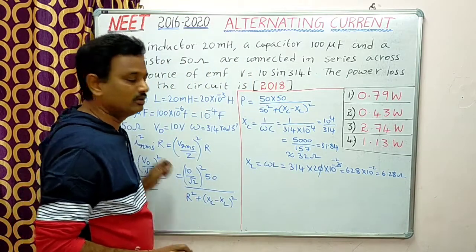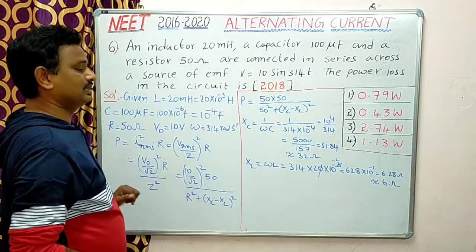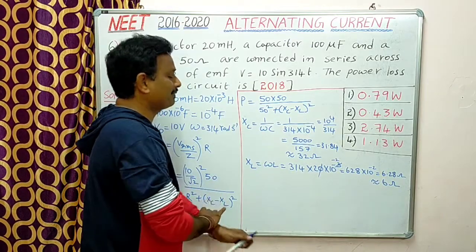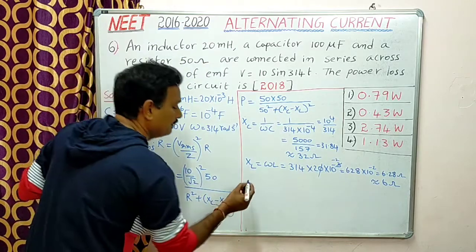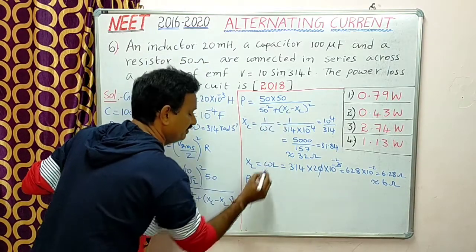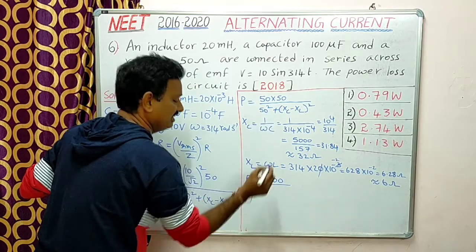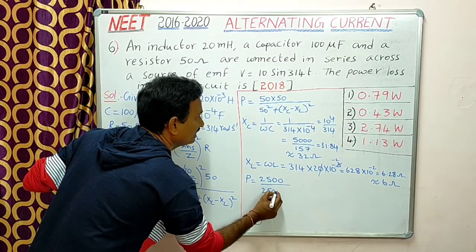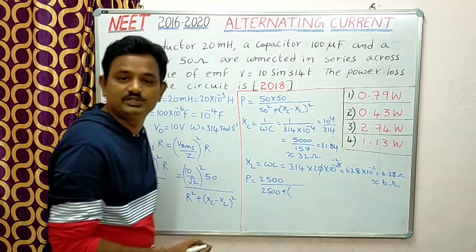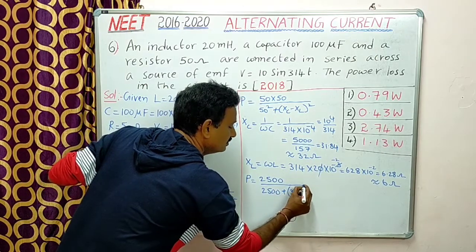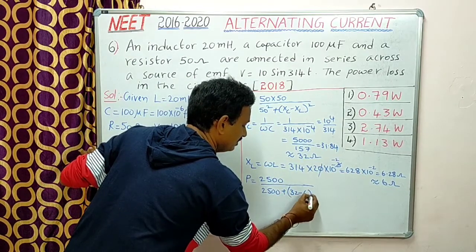So 6.28 ohm, approximately I will take 6 ohm. Now I will substitute the value of this capacitive reactance and inductive reactance in the above equation. So I will get P equal to 50 into 50 means 2500 by 50 square means 2500 plus XC means 32 minus XL means 6, whole square.